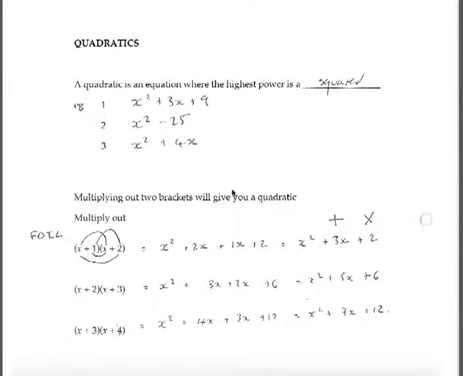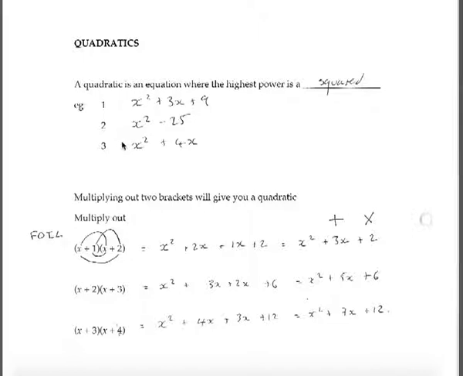Here is a short video covering everything in the GCSE higher tier to do with quadratics. A quadratic is an equation where the highest power is a squared. So it doesn't matter what comes after that, whether you've got x's and numbers or just x's. So long as the highest power is a squared, then it's a quadratic.